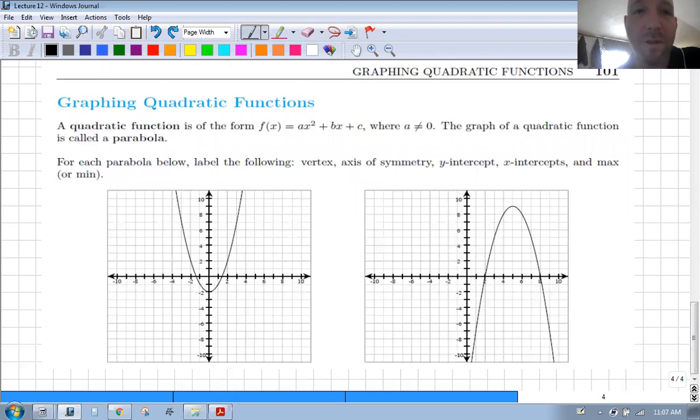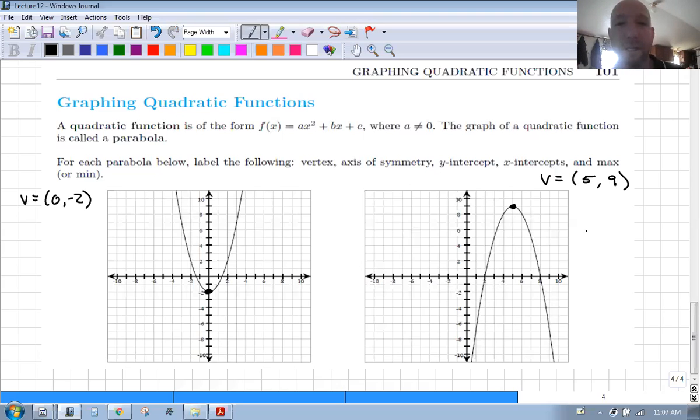All right, so for each parabola below, label the following: the vertex, the axis of symmetry, the y-intercept, the x-intercepts, and the maximum or minimum. Okay, the vertex would be this point right here. All right, so I'll put a V for vertex, would be (0, -2). All right, the one on the right, that's our vertex. I'll use V again. That is at (5, 9). All right, those are the vertexes.